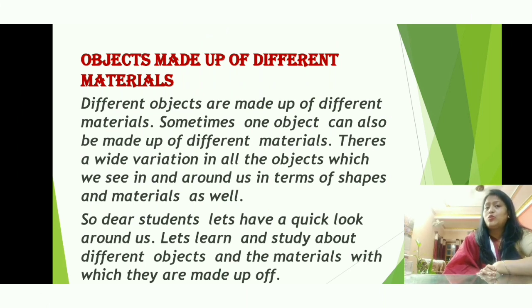So children, as you all know, we can see different objects around us, and those objects are made up of different materials. Sometimes one object can also be made up of different materials. There's a wide variation in all the objects which we see in and around us in terms of shapes and materials as well. So dear students, let's have a quick look around us. Let's learn and study about different objects and the materials with which they are made.